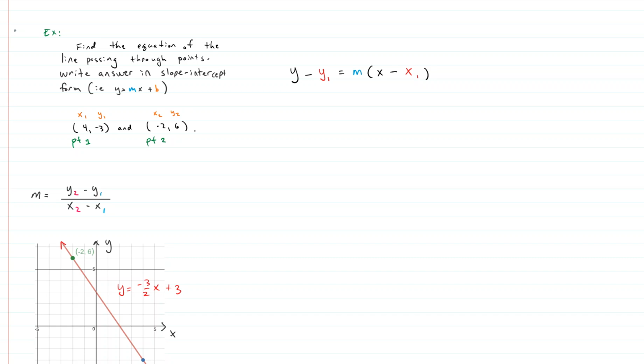And then we take that slope that we just found, and either one of the 2 points they give us, plug it into the point-slope formula and solve for y. Simplify, solve for y, and we have our equation.